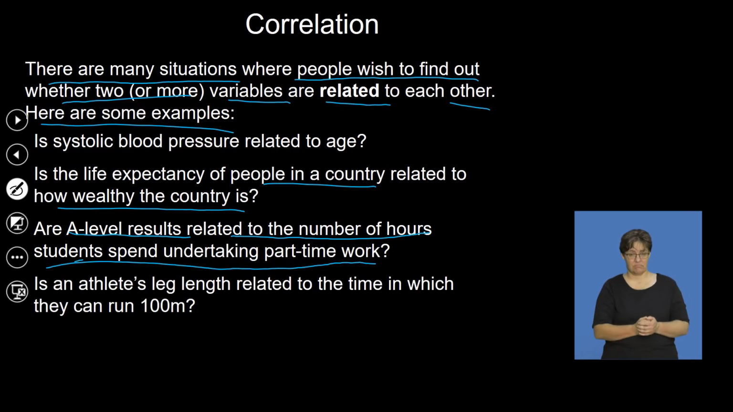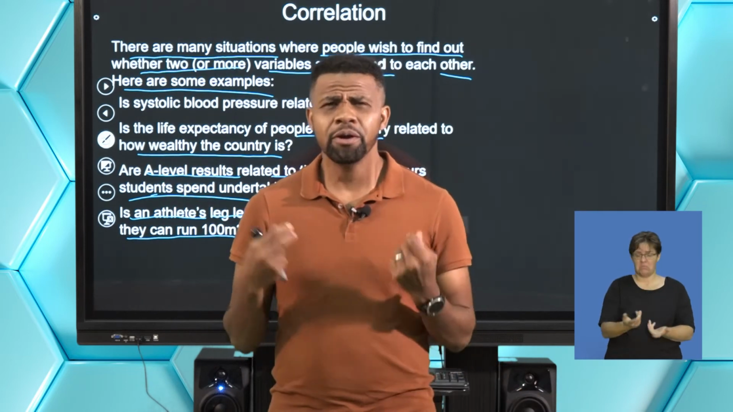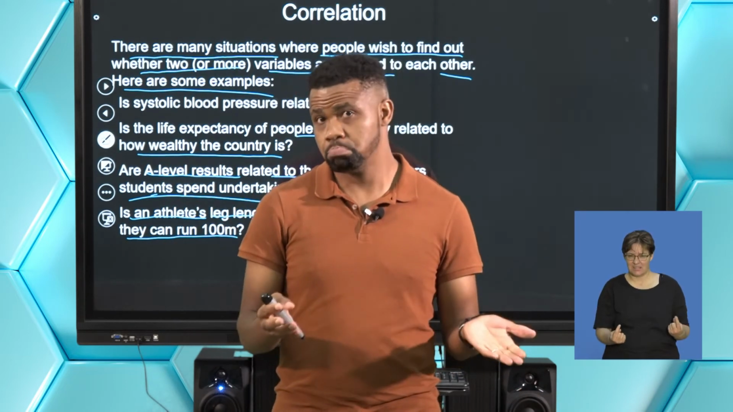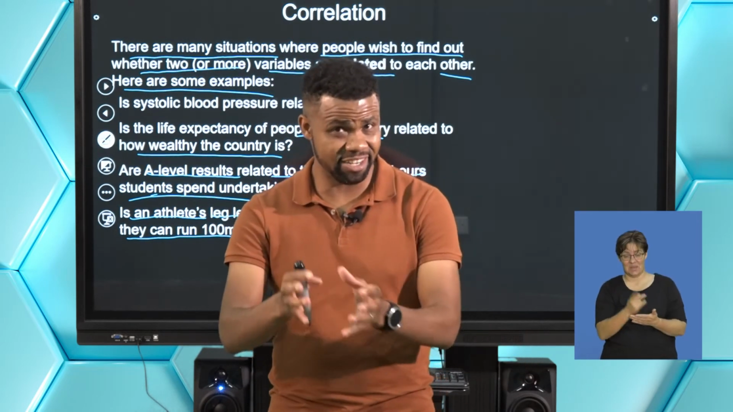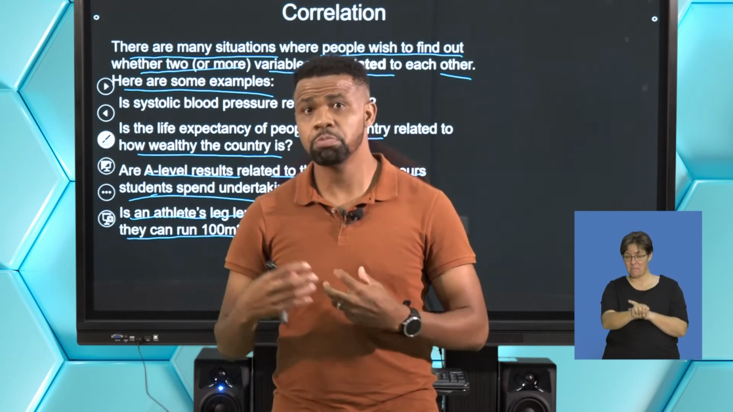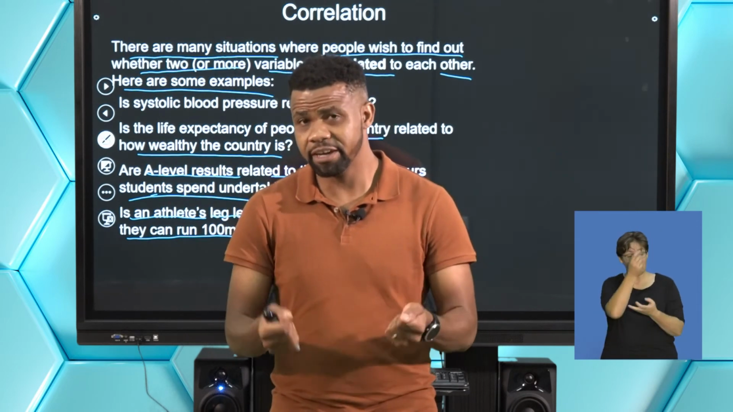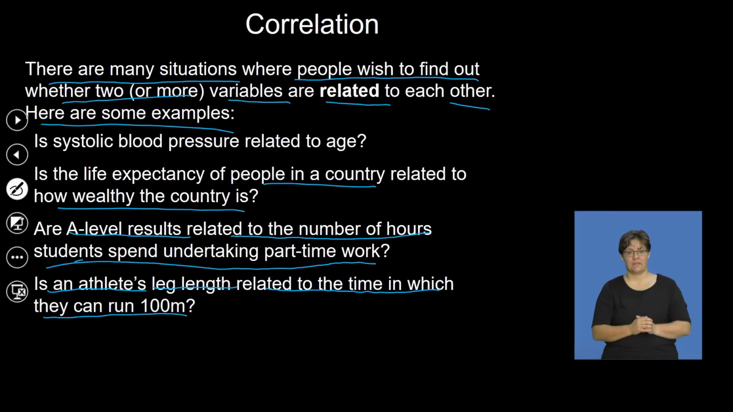Now, is an athlete's leg length related to the time in which they can run 100 meters? This statement is asking, if you're taller, does it mean you'll run faster? Is that really true? We cannot really answer that question. I doubt it's true, but with data you can answer the question. But does data really tell the truth? Not all the time. We really have to have arguments about it, but if you have data, you have some evidence for your argument.